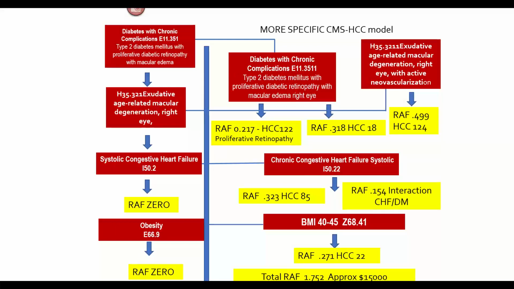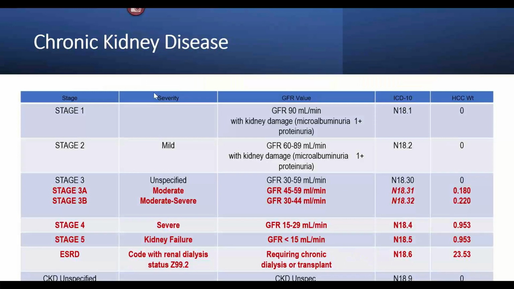Same thing with macular degeneration. You said the right eye, you got very specific, but you did not comment on active or non-active neovascularization, which is that 4th digit. CHF, I'm going to show you a slide on this. Besides I50.1 and I50.9, you never use just 1 digit. If you do, you're going to get a RAF of 0. Obesity, you do not get any credit for, but BMI you do, and that's why you always want to use these Z68 codes. So for this patient, the left side would have got you 0 RAF. On the right side, you'd have got 1.72, which is about $15,000 for that patient.